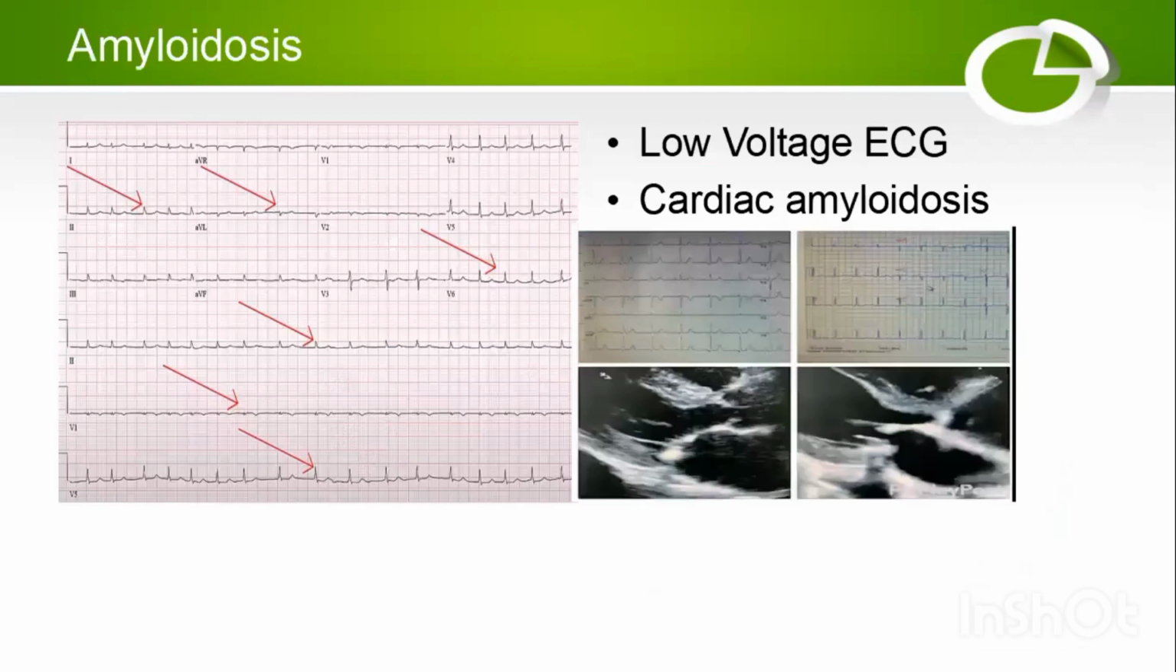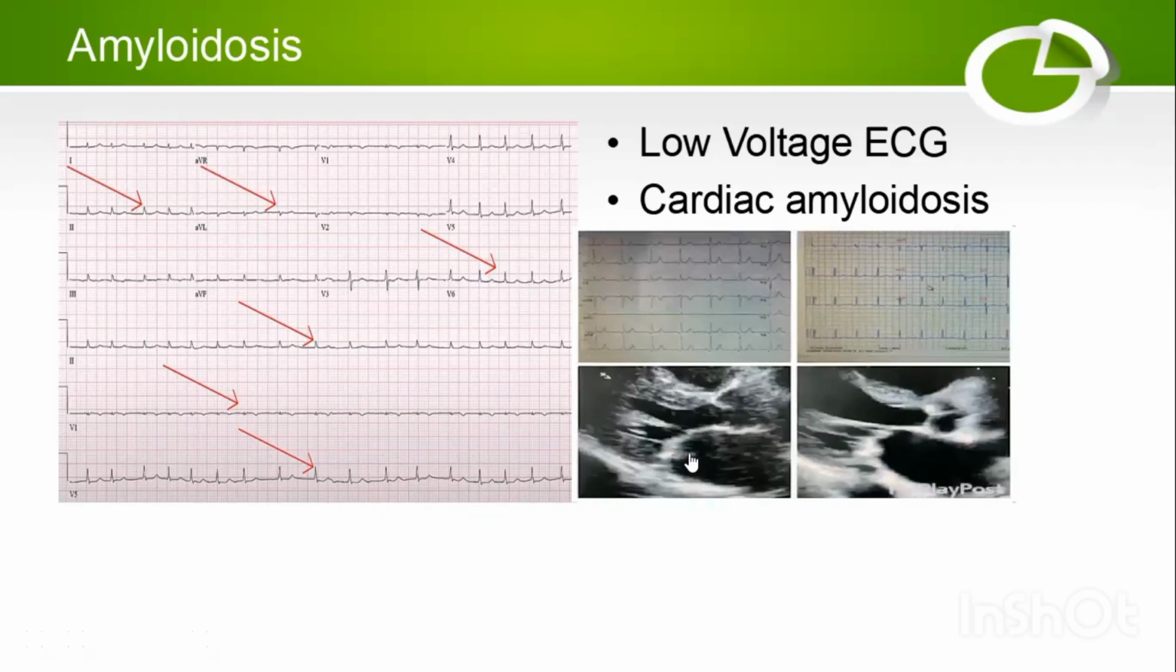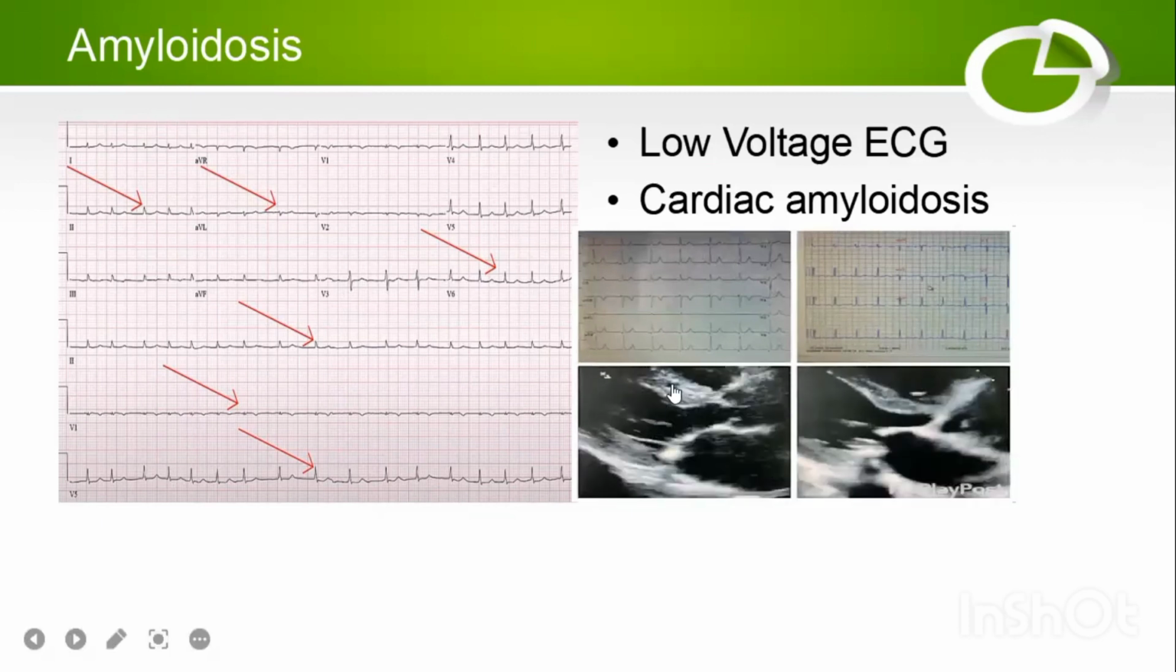In this ECG, we see low voltage QRS by both the sensitive and specific definitions, in both limb and chest leads. And in echo, we find left ventricular hypertrophy here. So low voltage in ECG and left ventricular hypertrophy in echo is diagnostic for cardiac amyloidosis. Most important is to see low voltage in both limb and chest leads to diagnose amyloidosis.